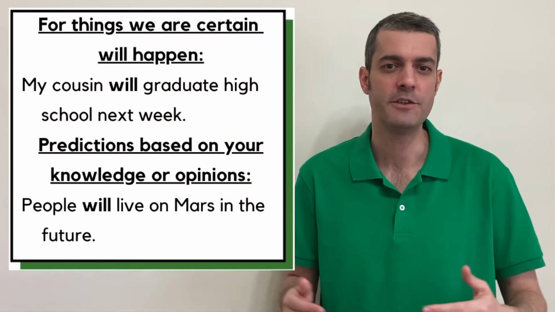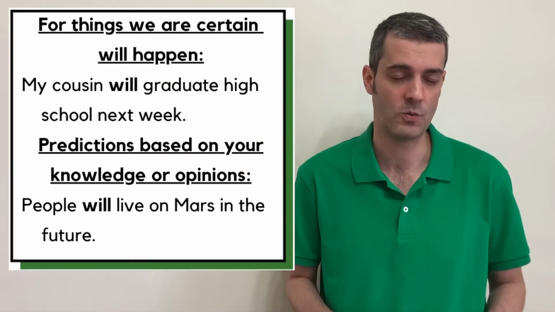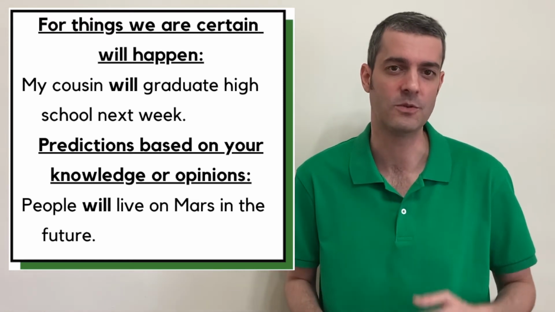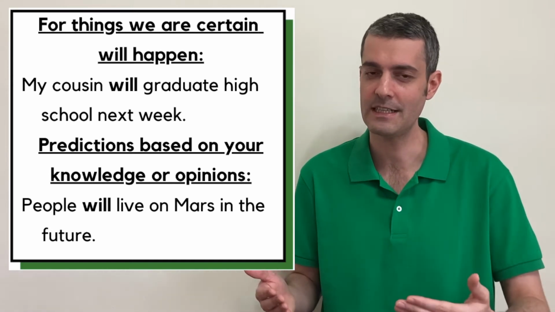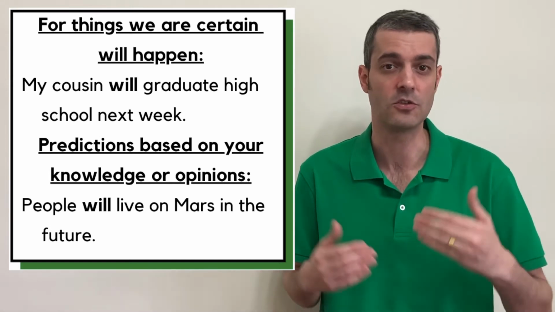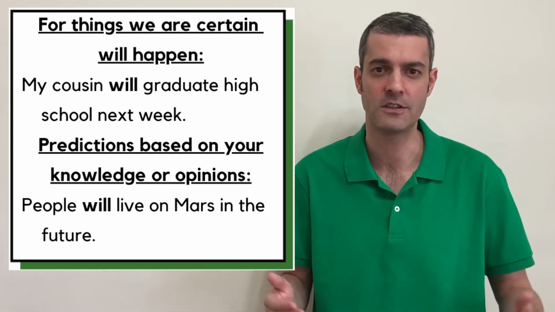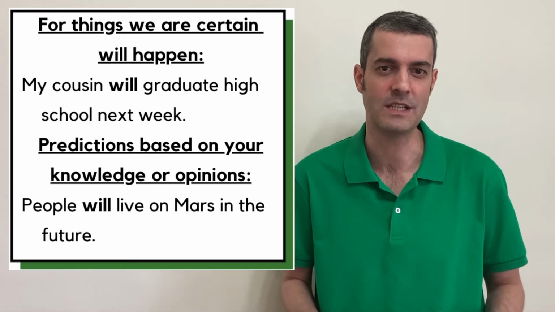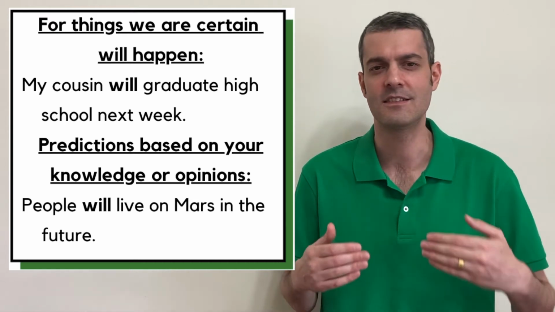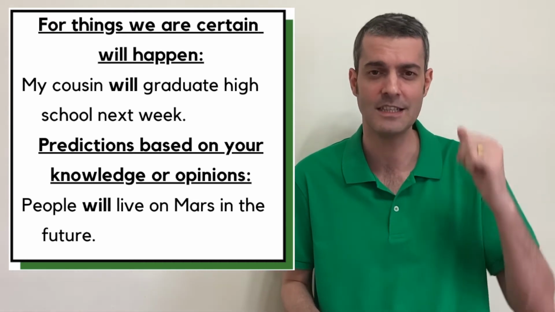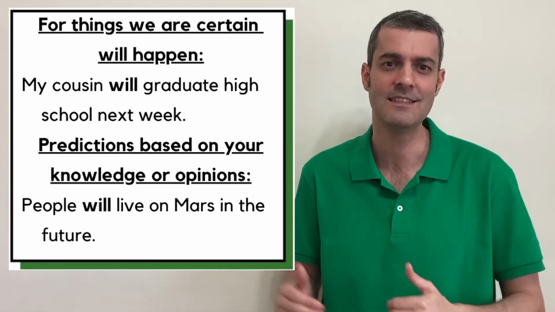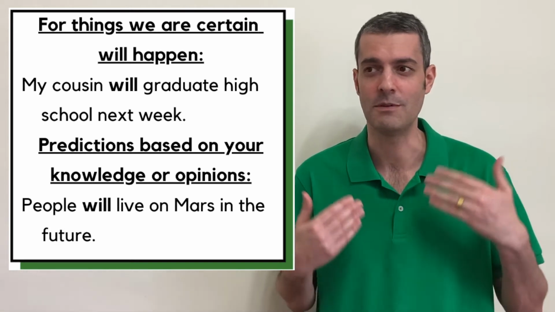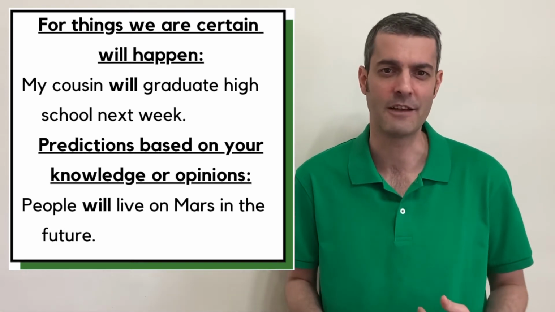We use will in the future simple tense to talk about things we are certain will happen. This example says, my cousin will graduate high school next week. We are certain it is going to happen because my cousin is in good standing, she's passing all of her classes, and she has enough credits to graduate, so she will graduate next week. Another time we use will is to talk about predictions based on knowledge and our opinions. This example says, people will live on Mars in the future. This is maybe my opinion because I watch a lot of sci-fi movies.